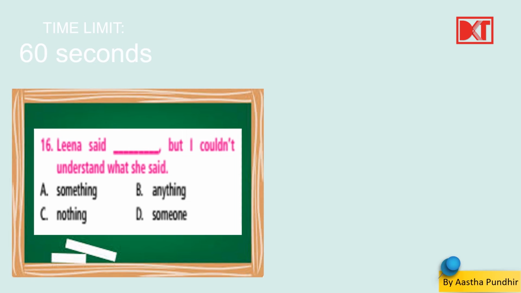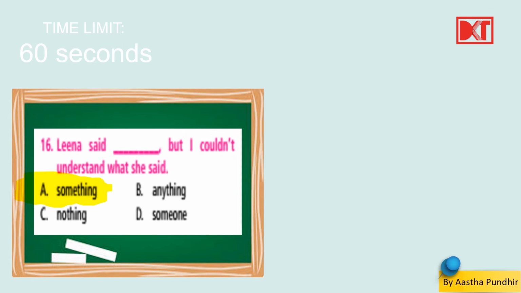Okay, here. Leela said dash, but I couldn't understand what she said. Leela said something, Leela said anything, Leela said nothing, or Leela said someone. Pretty easy. Leela said something. Okay, Leela said something, but I couldn't understand what she said.